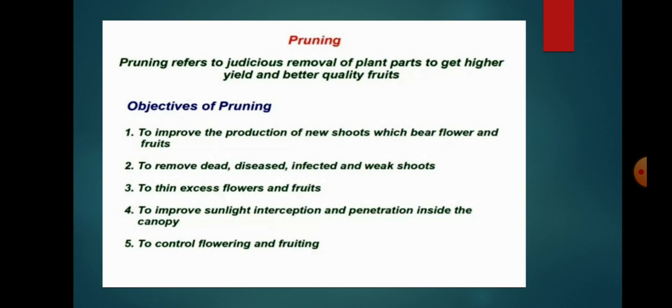Firstly, what is pruning? Pruning refers to judicious removal, not a complete removal, of plant parts to get higher yield and better quality fruits, to improve the yield and quality of the fruits.